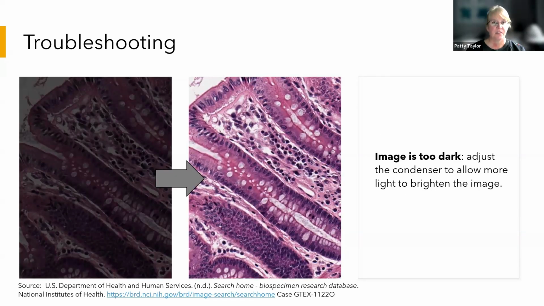Let's talk about what happens if your image is too dark. So the image on the left doesn't have good contrast. It's too dark. It needs to be more lit. So what you can do is, of course, make sure your light is on. You would see nothing if your light was off. But now manipulate your condenser. So if you open up the condenser, the image should become brighter, and then you can adjust that as needed. I also want to mention the amount of brightness you get depends on which objective you're using as well.